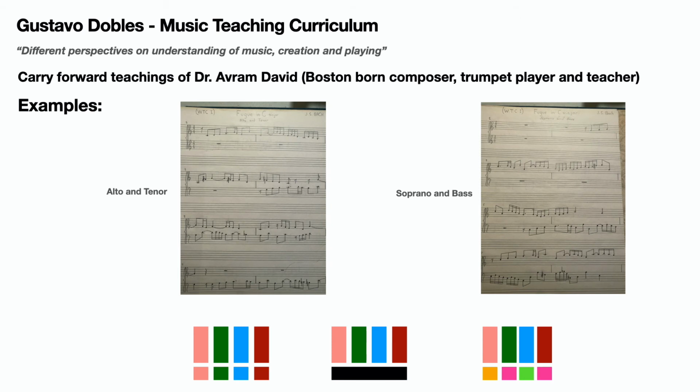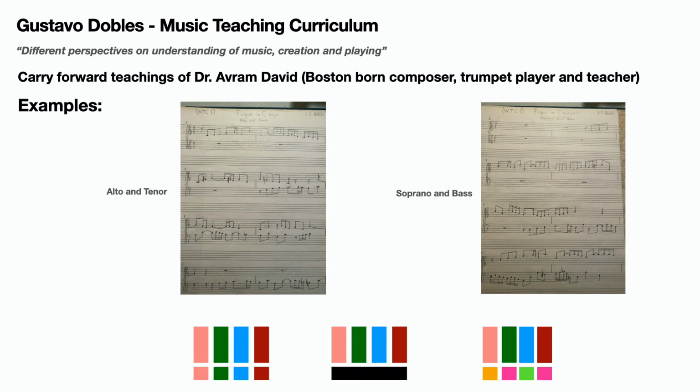Here are a couple of examples of how I did it, and based on his instruction to write it out by hand. I took the time to do this for all the part combinations as mentioned, and then I would sit at the piano and play this and really try to pay attention and internalize.